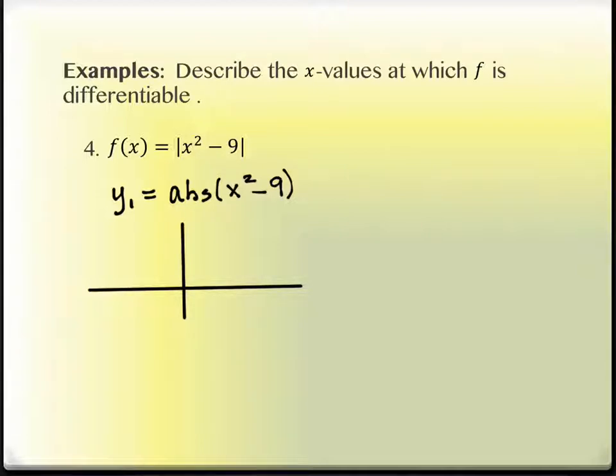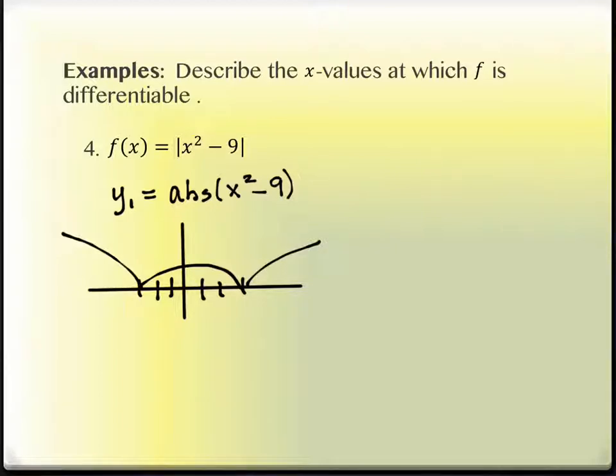If you graph this, it looks like this. Didn't get that going far enough. That's terrible. It looks like a W, yes. Okay, that's not too bad. So it looks kind of like a W like this. And the question simply asks you to describe the x values where f is differentiable.